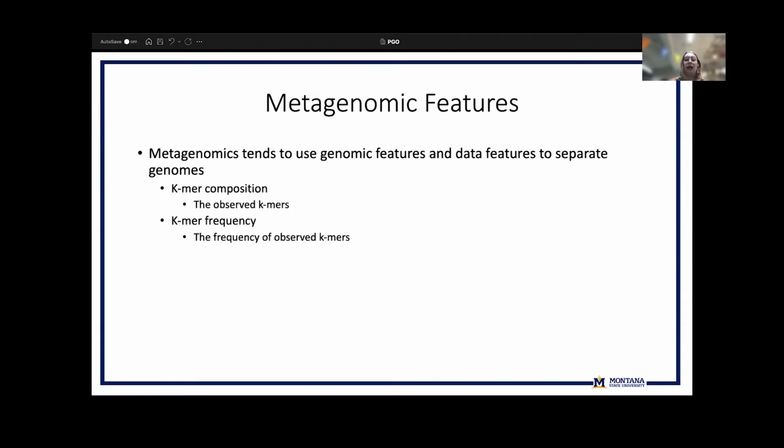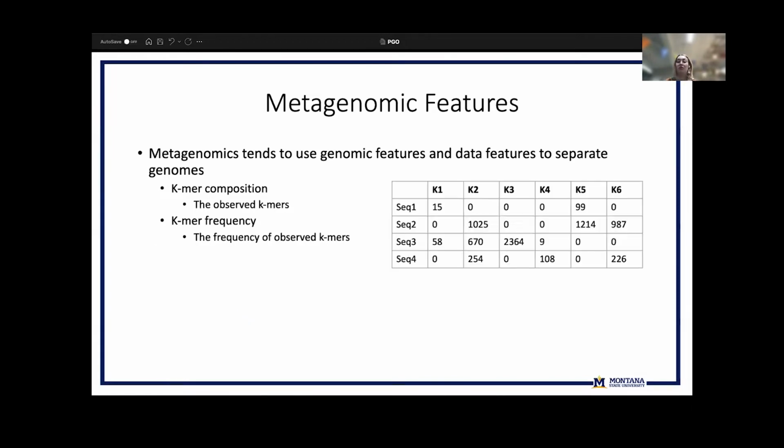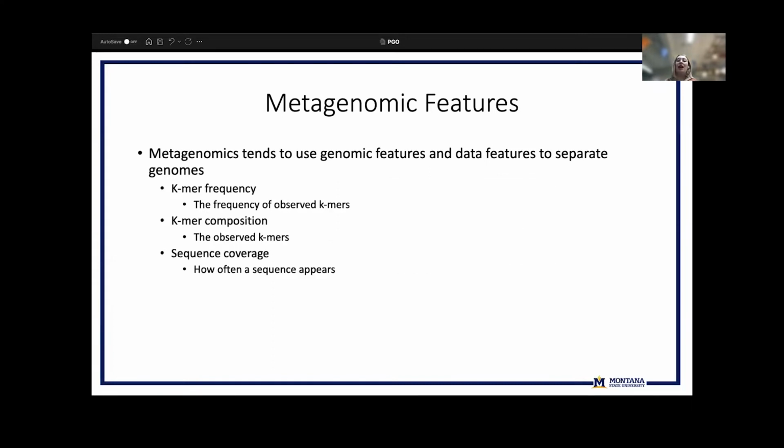We can also use k-mer frequency, which is the frequency of observed k-mers. So instead of just 1 and 0, we're now actually counting them. And then we have sequence coverage. This is how often a sequence appears. For example, not talking about k-mers, we could have one sequence that appears 256 times, and another that appears 5 times.